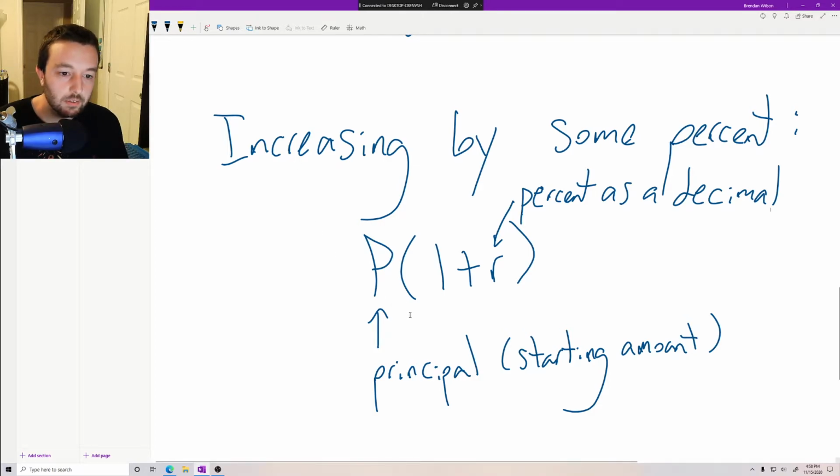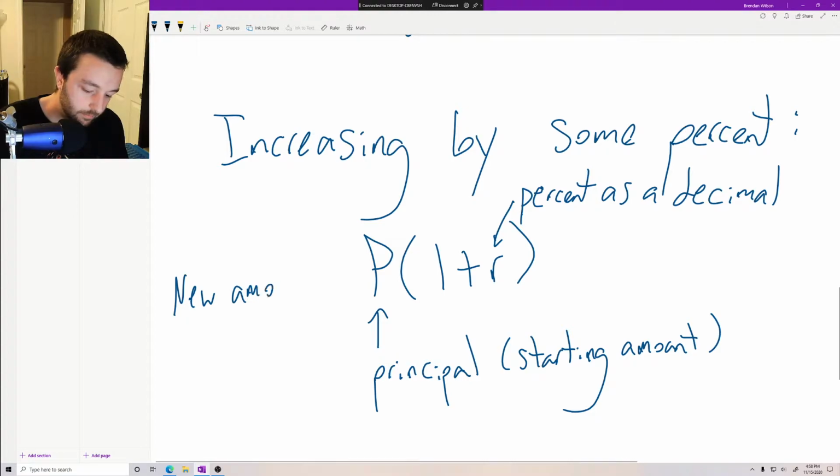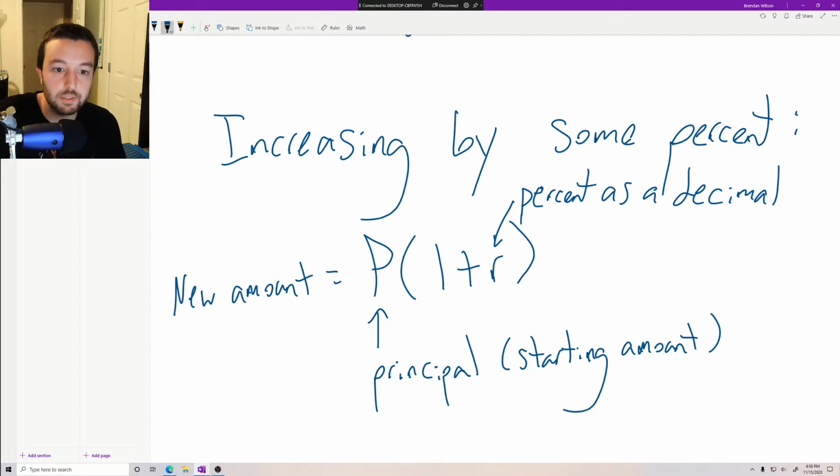So the new amount would be this. If you increase something by whatever percent, you take the original amount, the starting amount, and multiply by 1 plus R. And this would work for decreasing also, except if you're going down, if you're decreasing, your R would be negative. So you would end up doing 1 minus R. Okay.